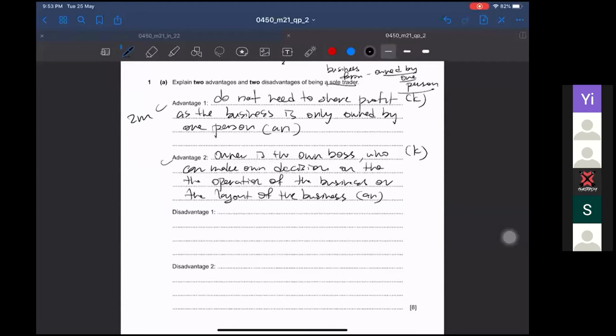Now, other than that, what else may you enjoy from being a sole trader, other than not having to share profit since you are the only owner, and being able to make your own decision on the operation of the business or the layout of the business.